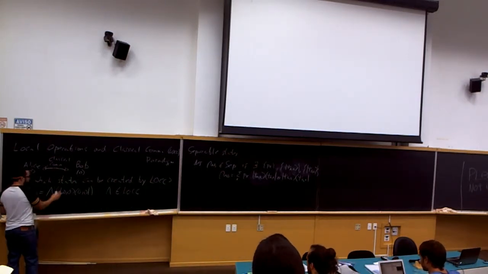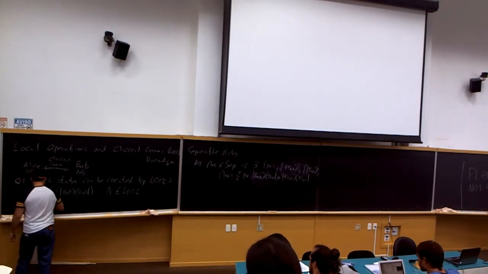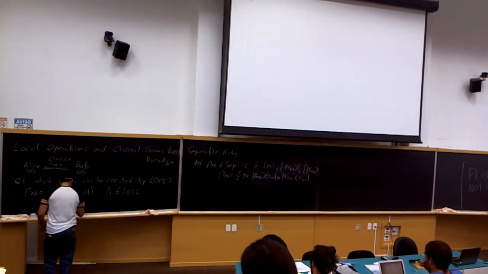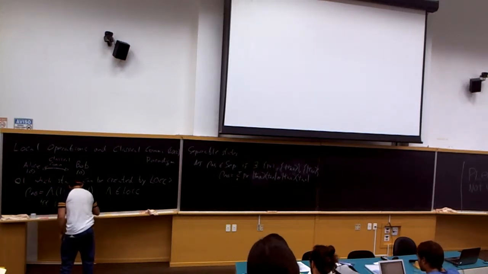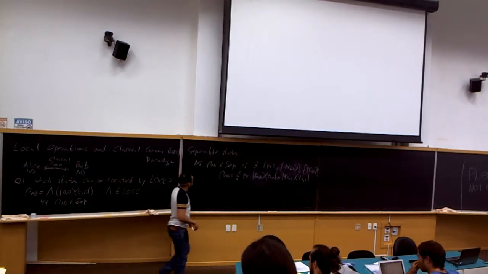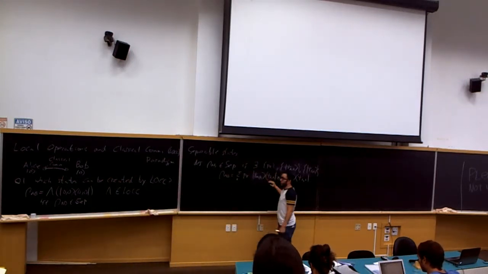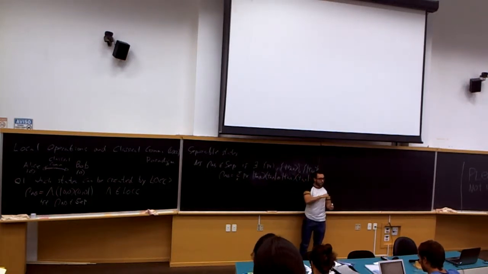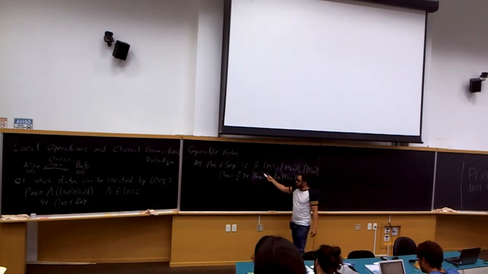So rho can be created by LOCC if and only if rho AB is separable. Okay, so this is the set of states that you can create by just coordinating classically any way you want, but without sending any quantum particles. But now there are states which don't have this form.